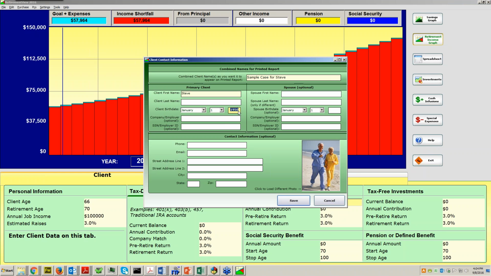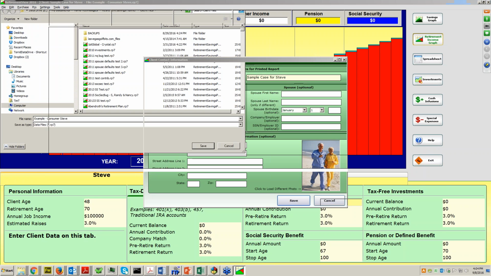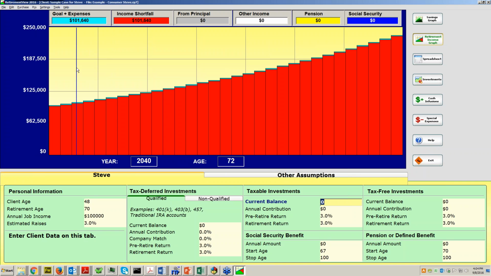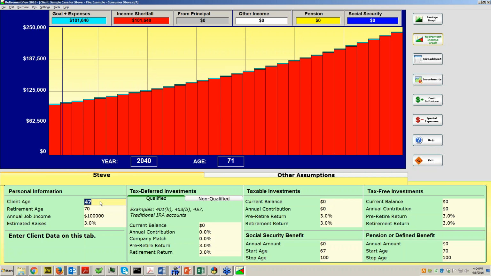Okay, let's say Steve is 47 years old. So let's say he was born in 1968. Let's see if that gives him the right age. It says 48. Okay, so I'm off by a little bit. So I'm going to move the birth date to October. That'll get him to 47. Okay, so now Steve is 47.